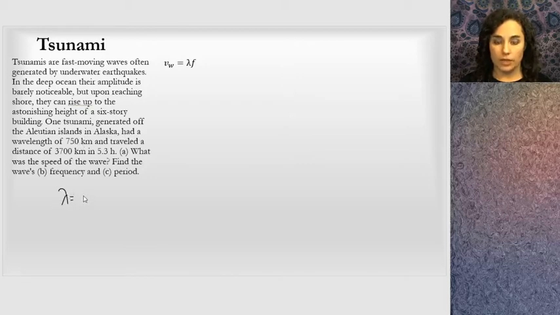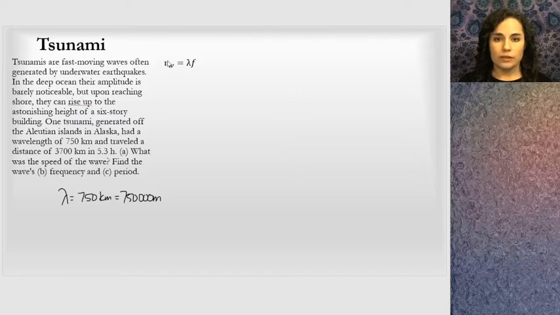So I'll write that down. Lambda is 750 kilometers. And I am going to put that in meters here, multiply by 1,000 in order to get it to meters. And it traveled a distance of 3,700 kilometers in 5.3 hours. What is the speed of the wave? Find the wave's frequency and period.